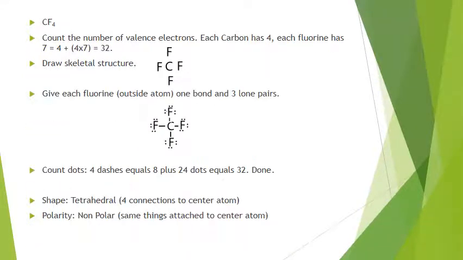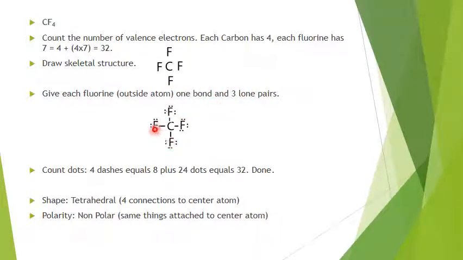Okay, CF4 turns out to be very similar. Carbon has 4 valence electrons. Each fluorine has 7. It's going to be 4 plus 4 times 7. So 4 plus 28 equals 32. Here's the skeletal structure. Put carbon in the middle and surround it with fluorine. The outside atom gets its number of bonds and lone pairs. If you notice, we don't even care what's happening to the center atom because it always seems to work out. So fluorine gets 1 bond and 3 lone pairs each.